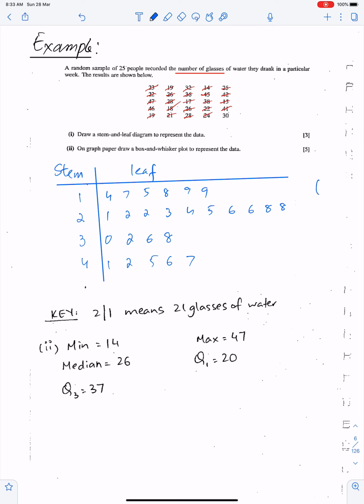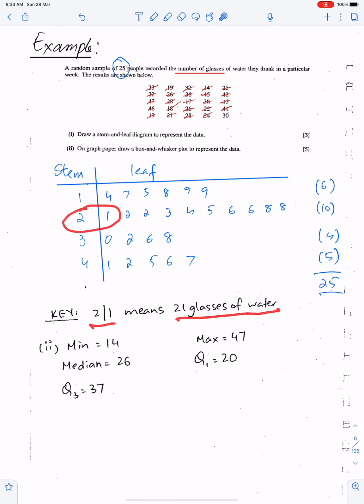1, 2, 3, 4, 5, 6. 6 numbers are here. 10 are here. 4, 5. And the total is 25. The total must match 25. Write the key. You can write any number. I wrote this one: 2|1 means 21 glasses of water. Unit is here. Make sure you write the unit.